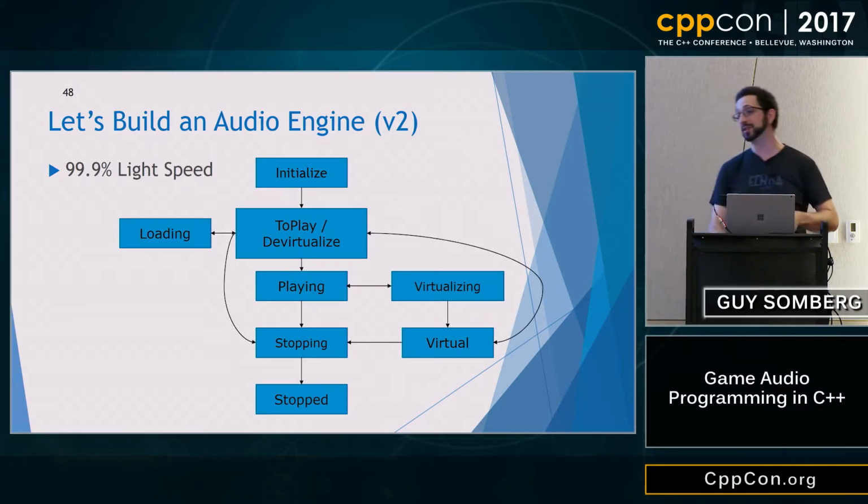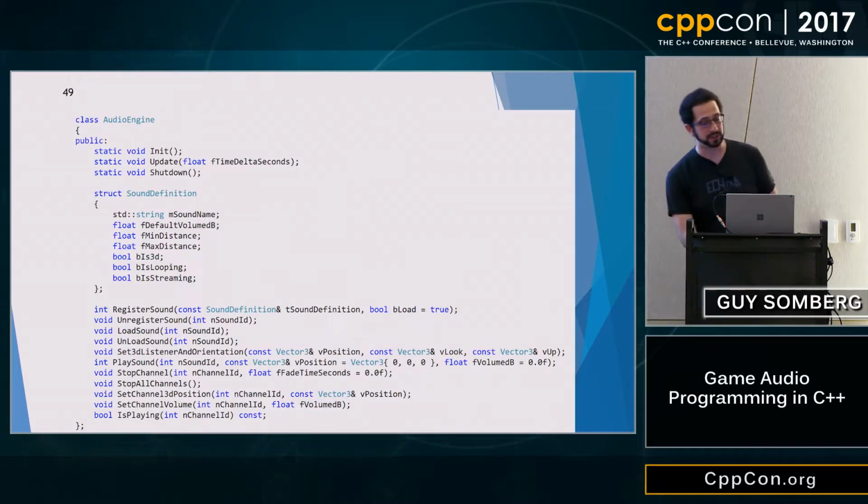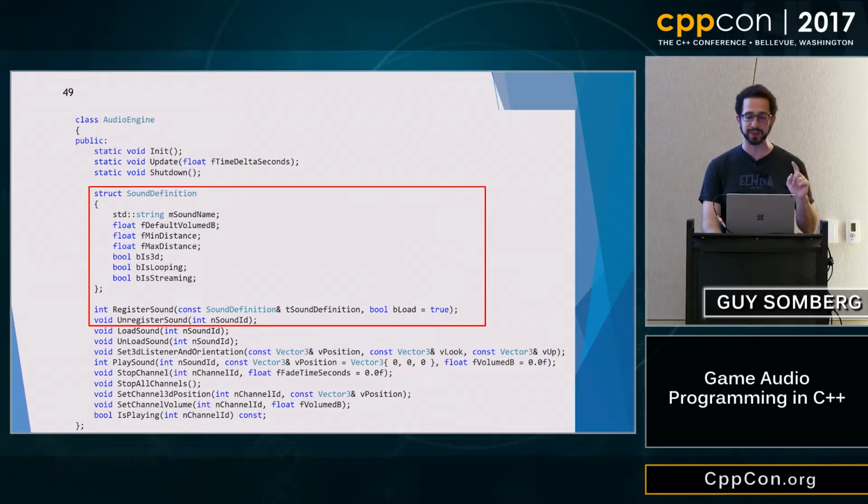I'm going to go a little bit faster, 99.9% light speed, because again, the purpose is to show you the shape of the code more than go through it line by line. Here's our interface. It is almost the same as before, except we have this new section here where we're registering and unregistering sounds that can be loaded. The thing about this is that it's fake.